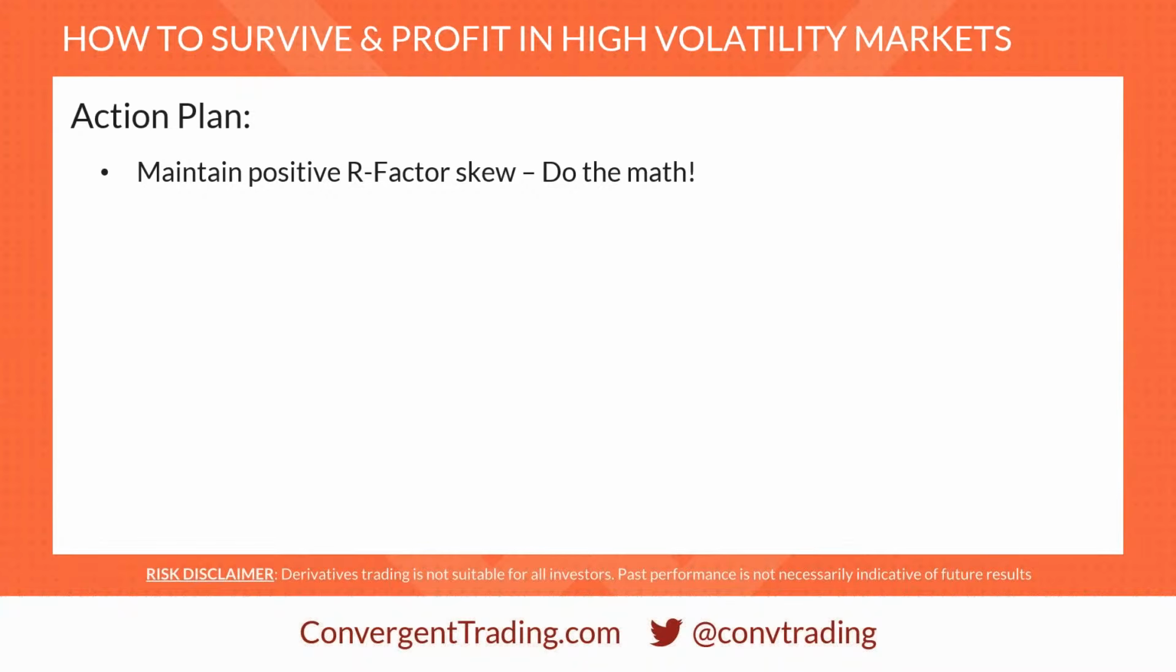The R factor is the ratio between the amount you make if the trade works out versus the amount you lose, or you're risking, if the trade gets stopped out at full size. Okay, so when we move from balance to imbalance, we have to rework, we have to recompute our R factor.